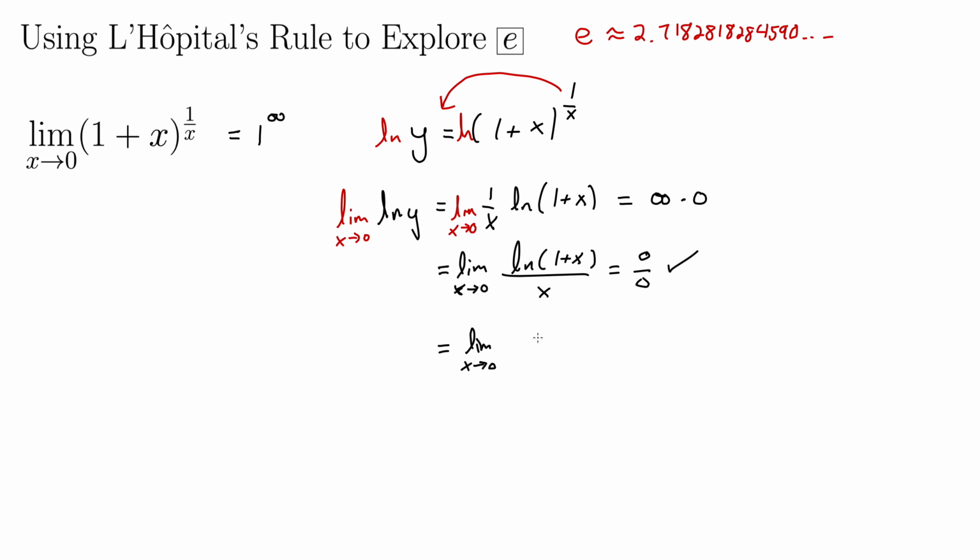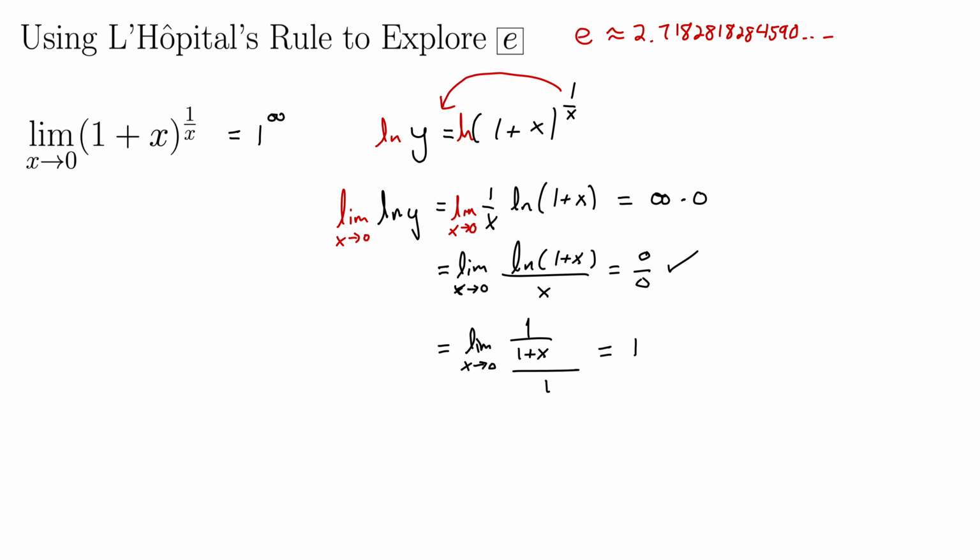So natural log 1 plus x becomes 1 over 1 plus x. There's no chain rule there to worry about. And then, of course, the derivative of x is 1, so that's all over 1. And we can evaluate this limit now quite easily to get simply 1. But I thought we were supposed to get e, and here we got 1.